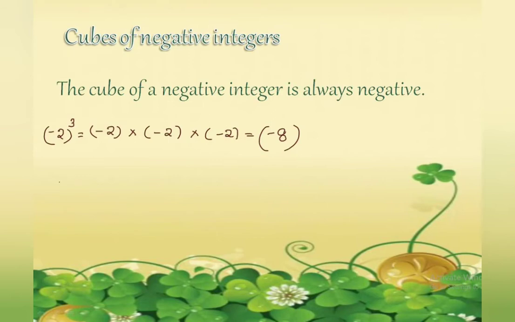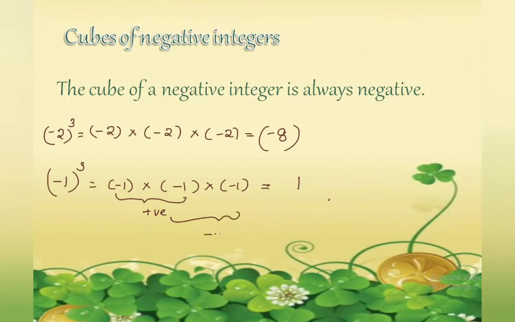In general, we can write negative 1 the whole cube. It is negative 1 into negative 1 into negative 1. 1 into 1 into 1 is 1 itself. What about the negatives? The first two negatives make it positive, and positive into negative makes negative. So the answer is negative 1. So the cube of any negative number is always negative.